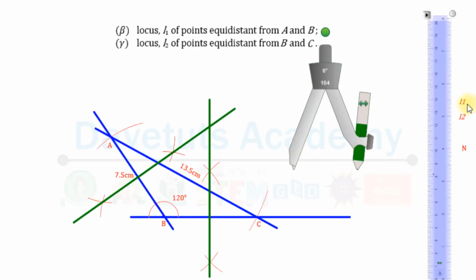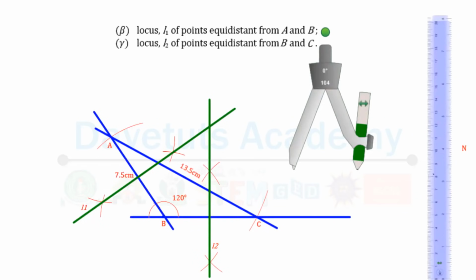Now look at this. This is the line L1, that is the locus of point that is equidistant from A and B. It is the perpendicular bisector of the line AB. So if you take any point, maybe here, the distance from here to A and distance from here to B is going to be the same thing. Okay, so that is the perpendicular bisector of the line AB. And here we have the perpendicular bisector of the line BC, that's L2. So this is L2, the perpendicular bisector of the line BC.